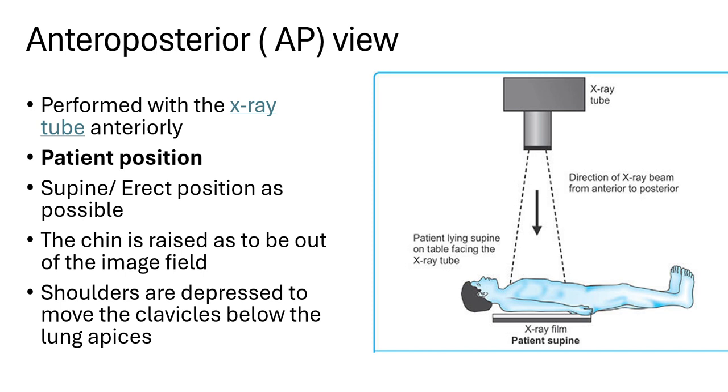Now, the anteroposterior view, which is performed by placing X-ray tube anteriorly, and the patient position is supine position because it is done in critically ill patient by portable X-rays, and the chin is raised so as to be out of the image field, and shoulders are depressed to move the clavicles below the lung fields.